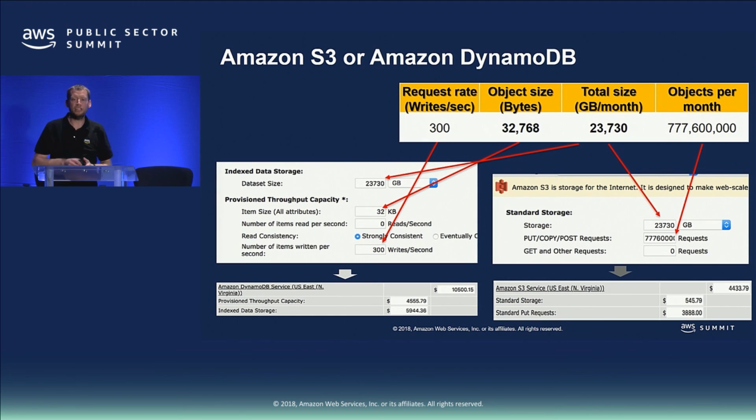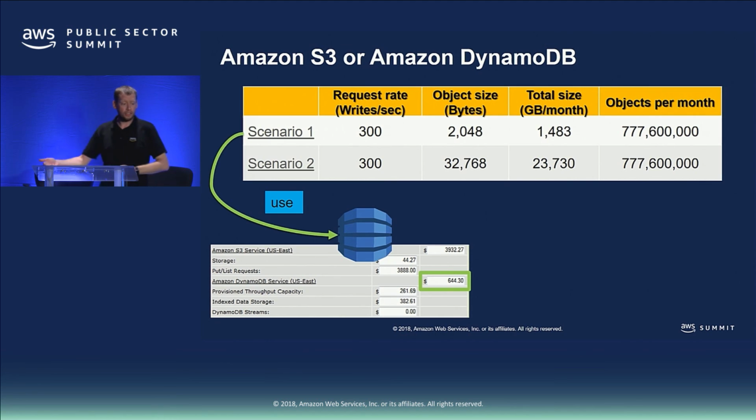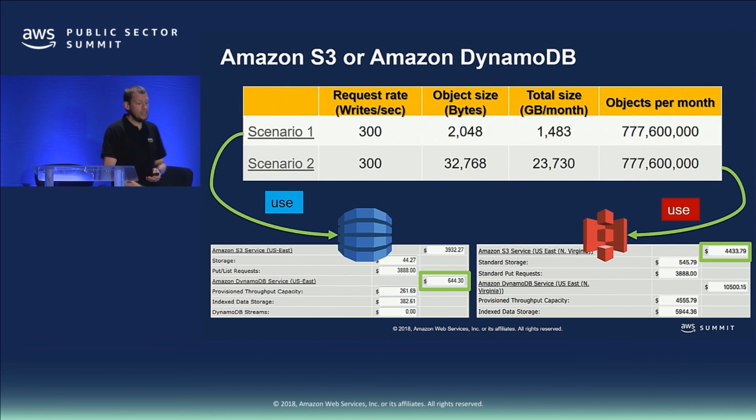So immediately we can see that just a slightly different set of parameters means that a different type of service is more appropriate. So if we compare scenario 1 and scenario 2, if you're looking at scenario 1, then we should be using DynamoDB because it's a lot cheaper for our particular use case. If we have a requirement to have bigger object sizes, then actually S3 makes a lot more sense. And in both cases, you can see that we're looking at potentially orders of magnitude price differences.